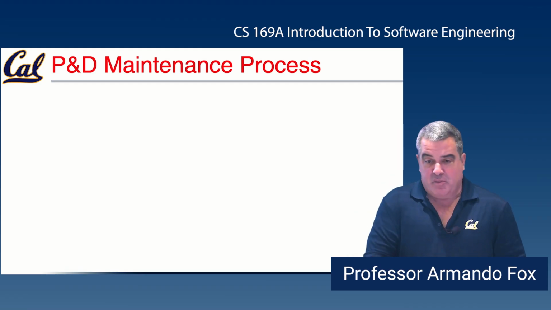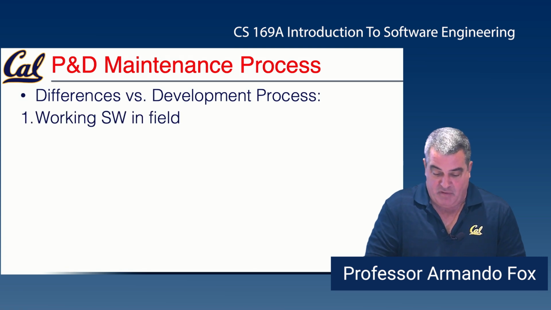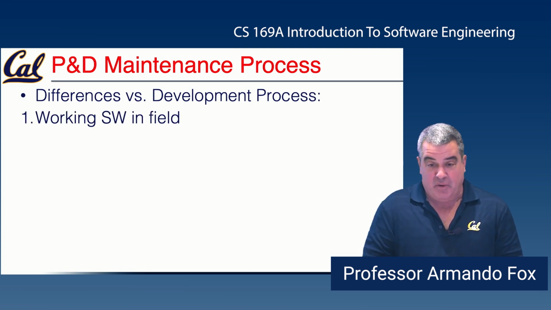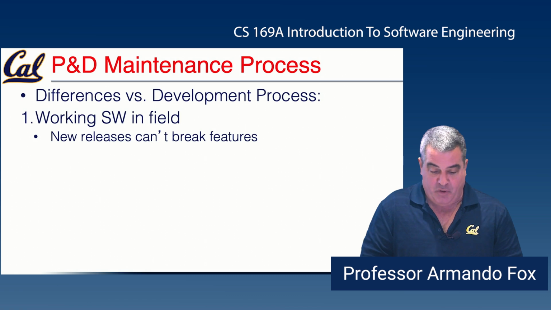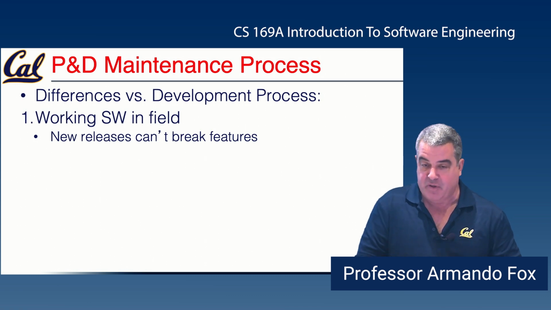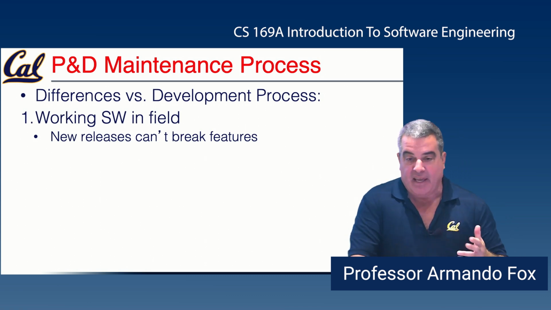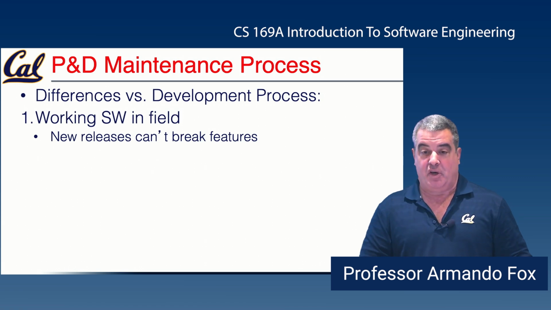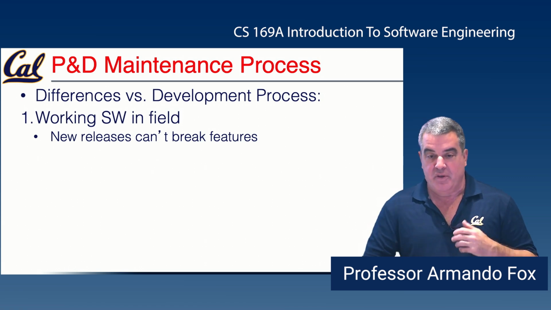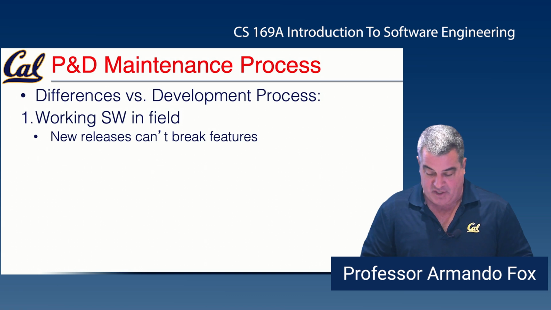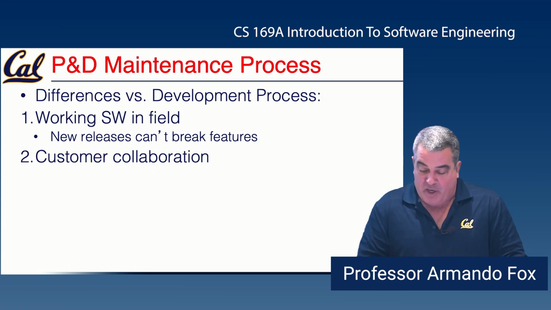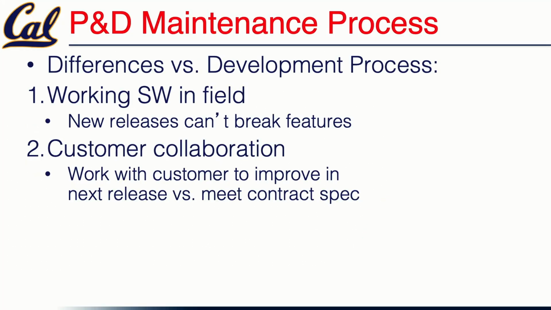So the maintenance process in plan and document, as opposed to the development process: the software is now in the field. That means that if you do a new release, you can't break features that customers depend on. A thing that I like about doing software as a service is the software is always in the field, so there isn't really a notion of doing a breaking change in the same respect. Customer collaboration is somewhat different. The heavier reliance on the customer contract means that there's a more formal process to follow when the customer asks for a change, and you can't do all the changes asked for by all the customers.